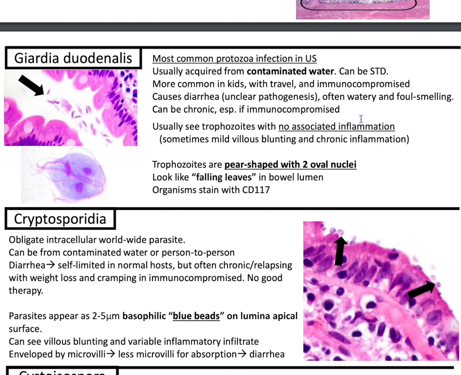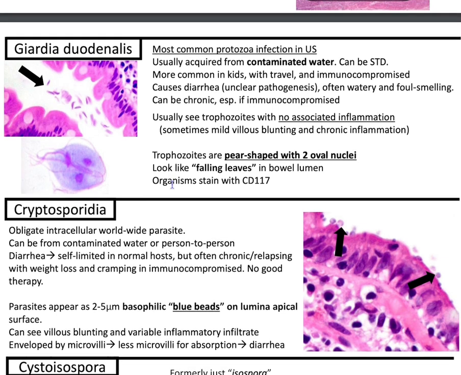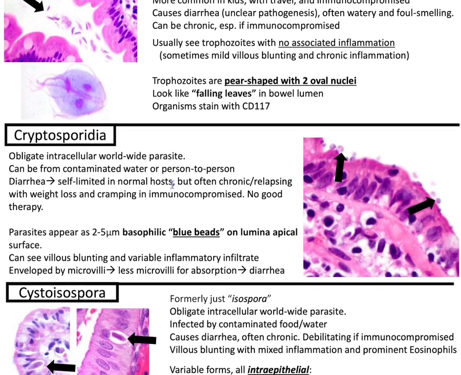You usually see trophozoites with no associated inflammation. Sometimes you can get mild villous blunting and chronic inflammation, but you want to look for that falling leaf sign from the lateral view. And then if you're lucky enough, you can see this bird's eye view and see this pear-shaped organism with two oval nuclei. The organisms of note stain with CD117 or c-Kit. And when you do see Giardia, you just want to look at the lamina propria to see if there are plasma cells, because if there aren't, you want to also think about CVID, or common variable immunodeficiency.